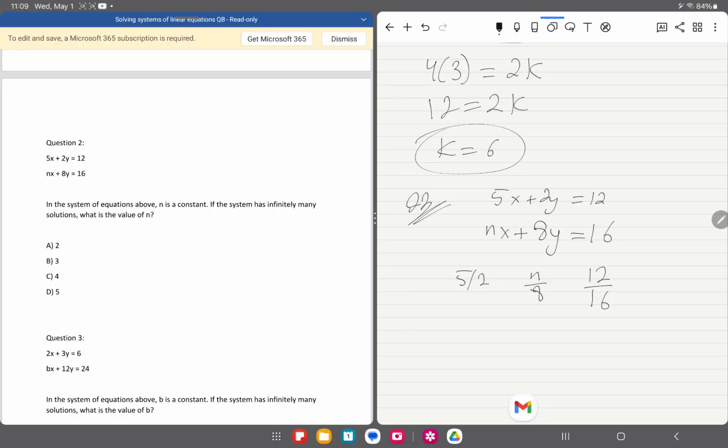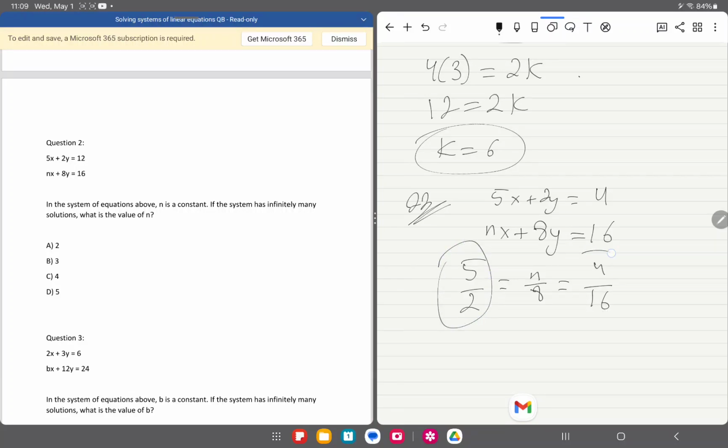Okay, so this one, times 4, times 4, times 4. This one must be 4. Wait, so if I did 12 over 16, no, it cannot really work. Cannot really work over here. This one must be a 4. Yeah, this one over here must be 4. So if this one is a 4, does my relationship work? 5 over 2 is equal to n over 8 is equal to 4 over 16.